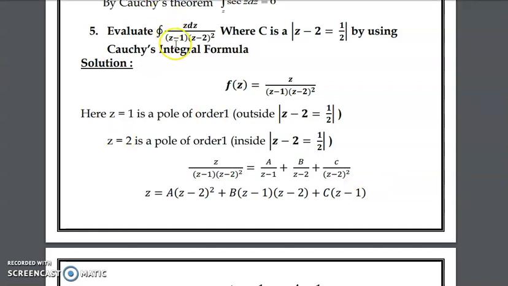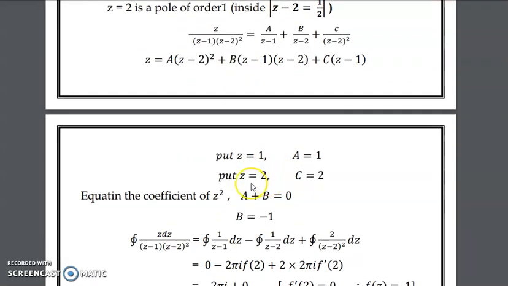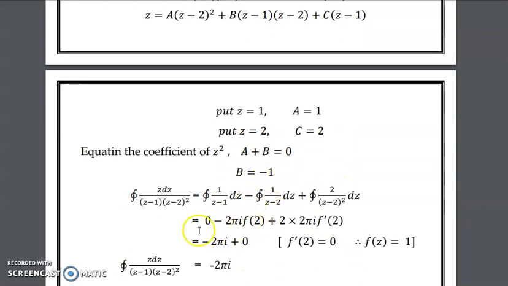Next, fifth question. Evaluate the integral of z dz divided by (z - 1)(z - 2) the whole squared, where C is |z - 2| = 1/2, by using Cauchy integral formula. So f(z) is like that. z = 1 is a pole of order 1, and z = 2 is a pole of order 2. So using the partial fraction method, we find the values.